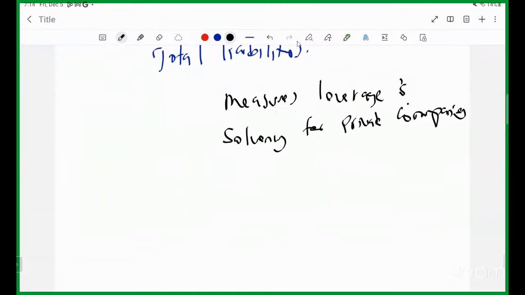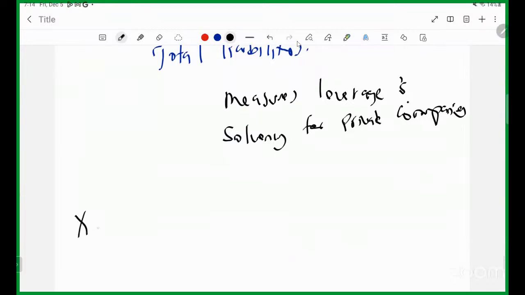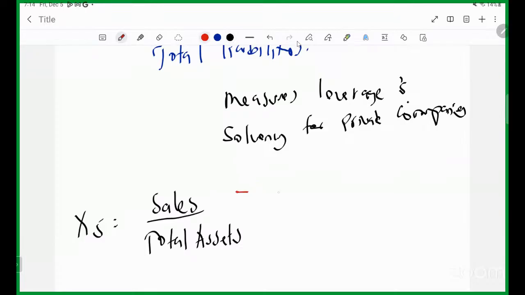Finally, X5 is going to be the sales over total assets. And this one will measure the asset turnover.